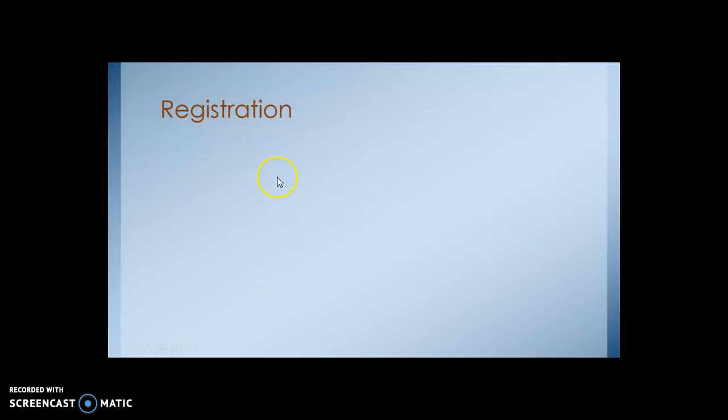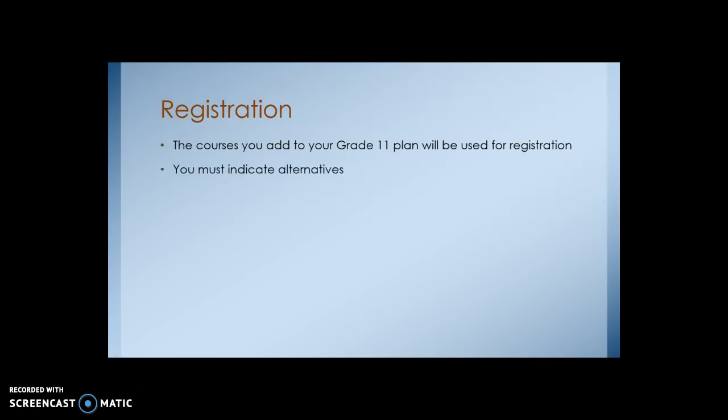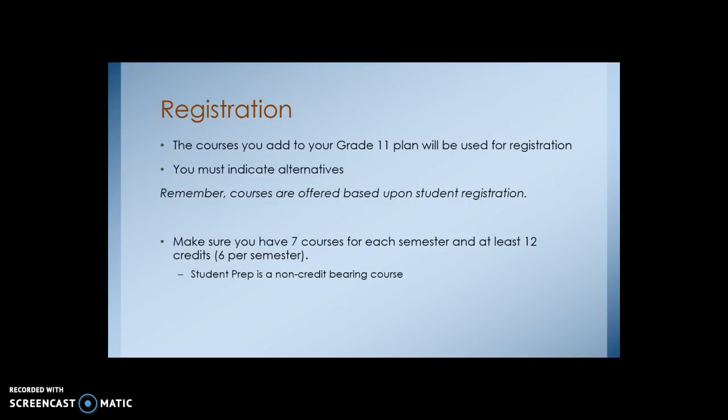Now, remember, this is about registration and for your plan, but registration is crucial. The courses you add to your 11th grade plan will be used for registration. You must indicate alternatives. Remember, courses are offered based upon student registration. If you sign up for an elective that only has 5 students registered for it, it's not going to run, and then we use your alternatives. Make sure you have 7 courses for each semester and at least 12 credits overall. Also, a reminder that student prep is not a credit-bearing course.